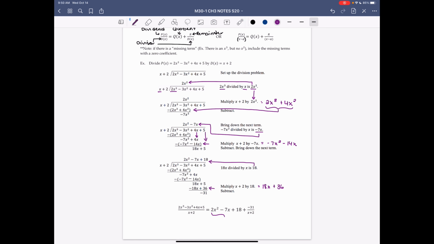So this is our q of x, which is our quotient. This is our remainder. And this is our divisor.